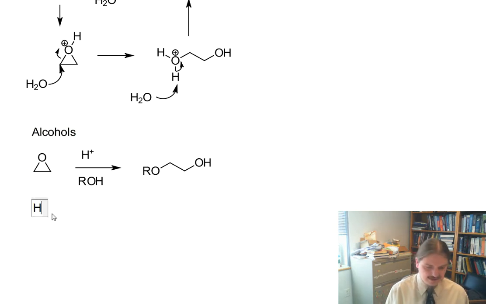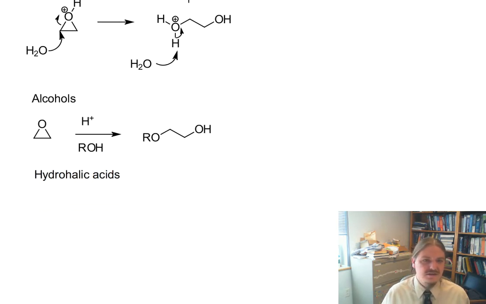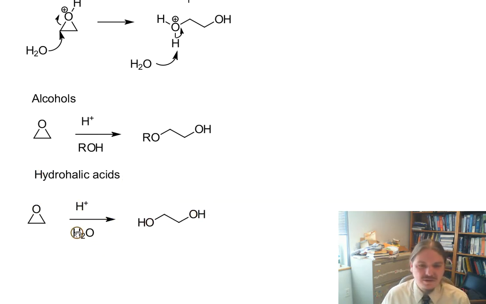And finally, there's a variation of this that works with the hydrohalic acids to generate halohydrins. So using HX, where X is chlorine or bromine or iodine, you can get a halogen substituted on there.